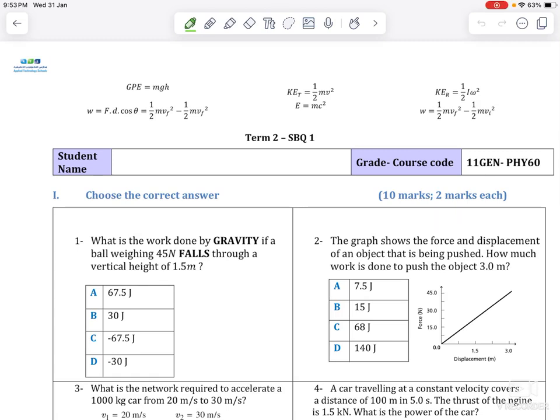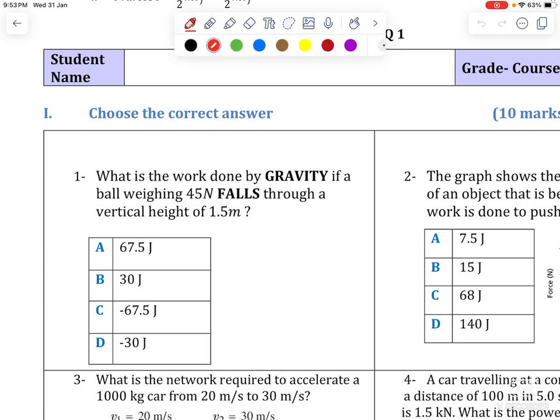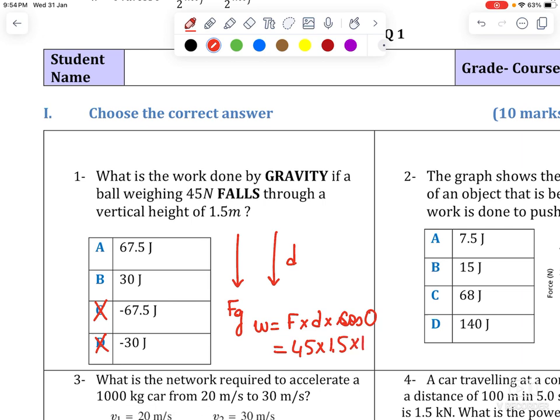Turn to SBQ1. What is the work done by gravity if a ball weighing 45 Newton falls? Basically the displacement is downward, so the work cannot be negative. Finding the work is F times d times cosine of 0 here, because it is in the same direction. It will give me 45 times 1.5 times 1, which is 67.5.